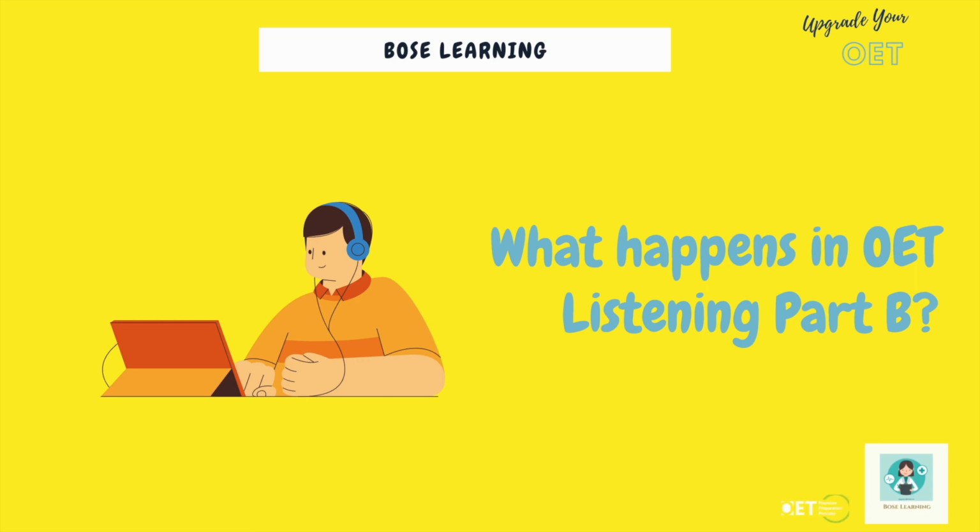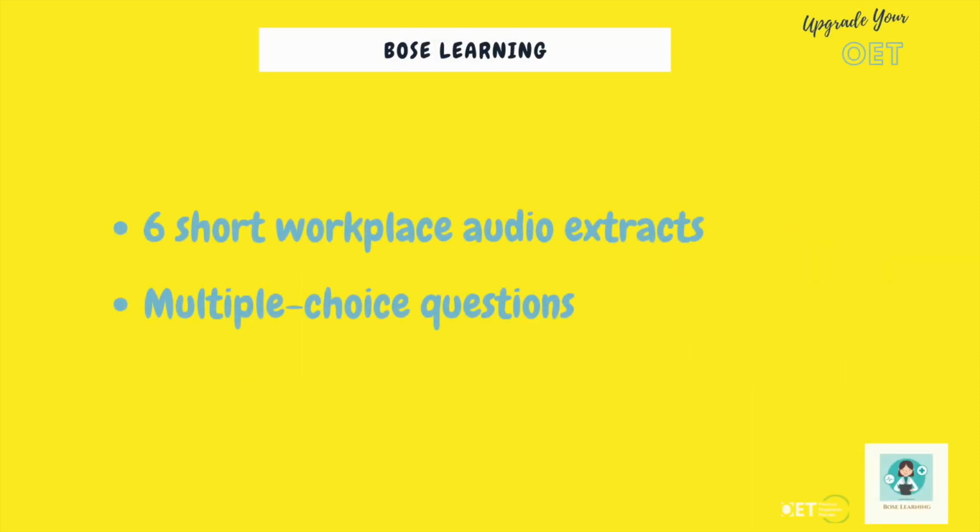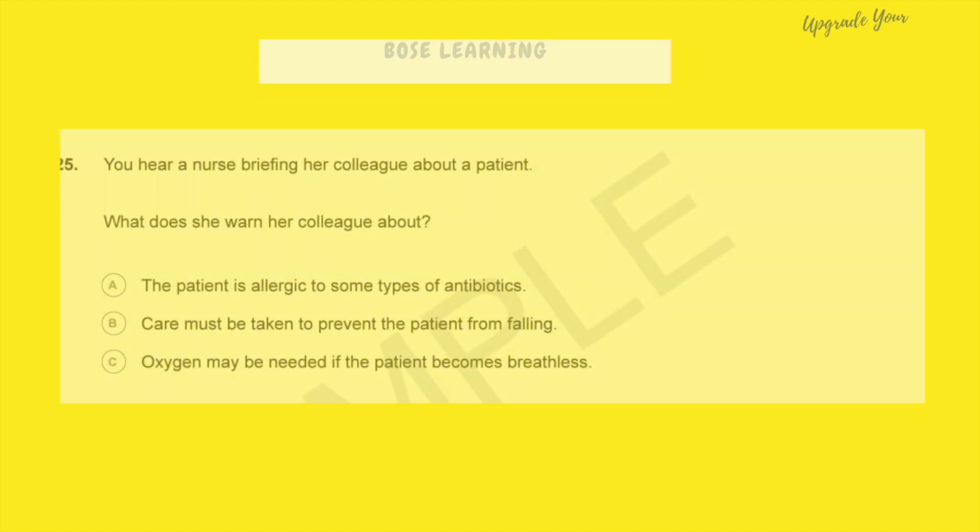And what happens in OET Listening Part B? Can you remember? Well, you're going to hear 6 short workplace audio extracts and you're going to get multiple choice questions. Each question has 3 options.